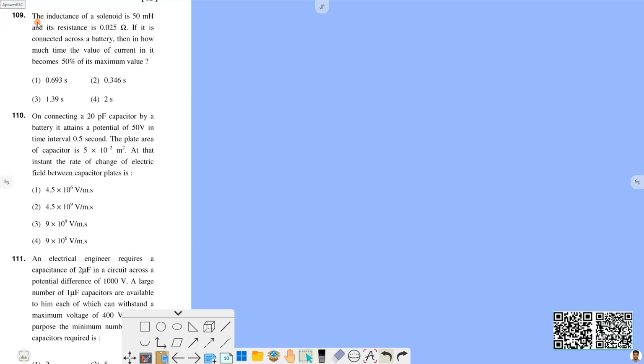So here in question number 109, the inductance of a solenoid is 50 millihenry and resistance is 0.025 ohm. If it is connected to a battery, how much time will it take for the value of current in it to become 50% of the maximum value? So for charging of an inductor, we know that the current equation is given by I equals I naught (1 minus e raised to power minus t by tau), where tau is the time constant. Now it is given that current reaches 50% of the maximum value, so it becomes I naught by 2, equal to I naught (1 minus e to the power minus t by tau).